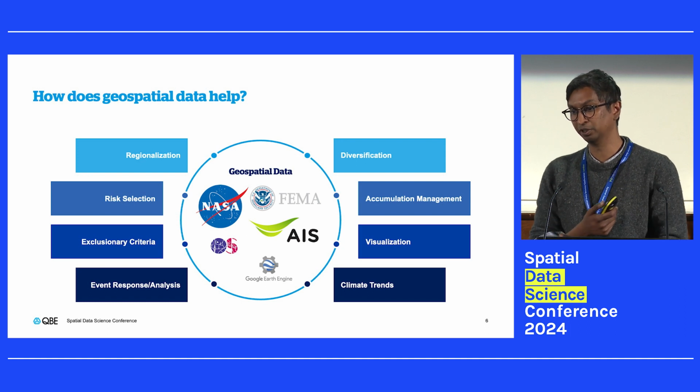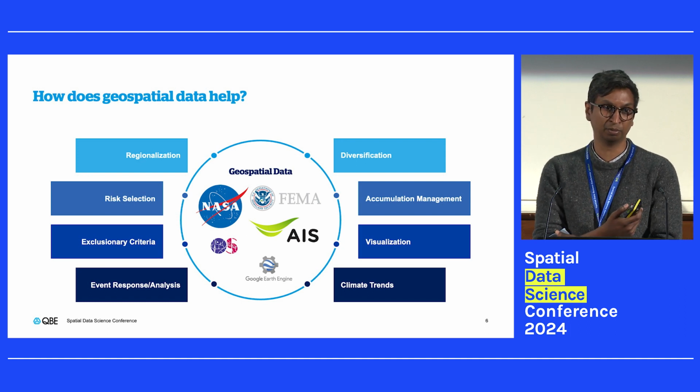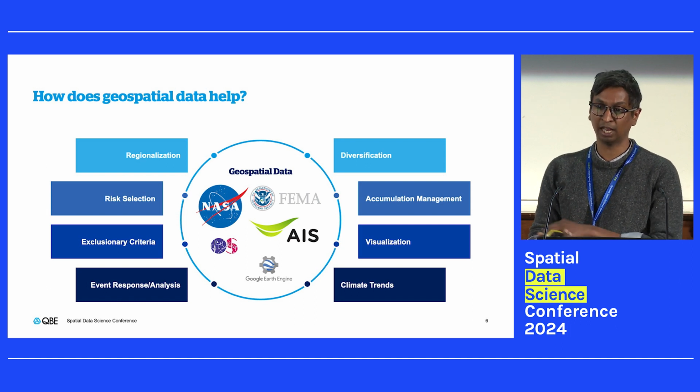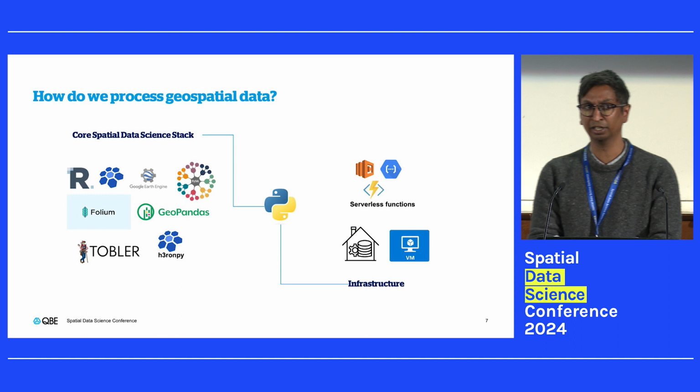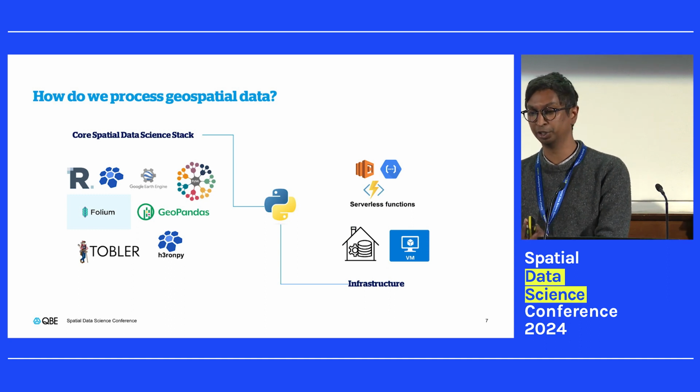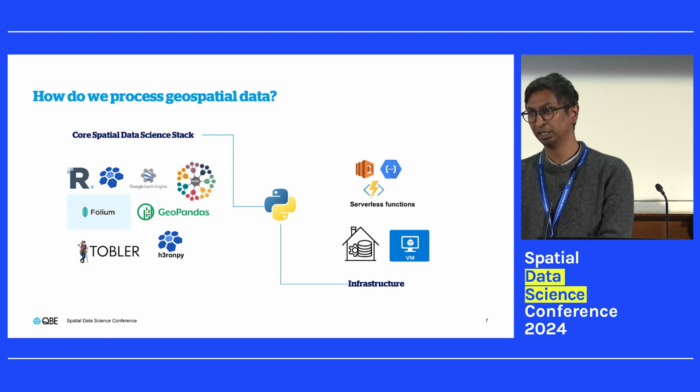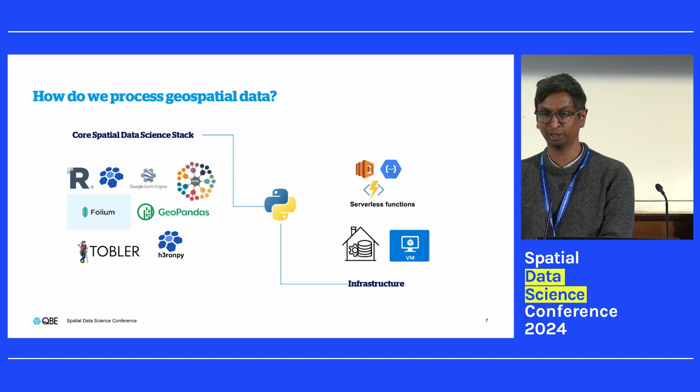So we have quite a few different geospatial data sources, everything from marine telematics to Google Earth Engine. But how do we actually process that data within our team? We're quite a heavy Python shop. We rely on your typical bread and butter geospatial libraries. That's H3. I think everyone here knows what H3 is.